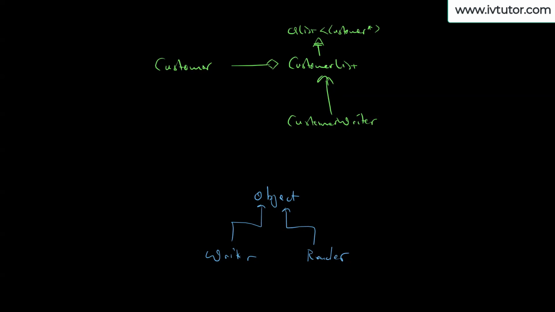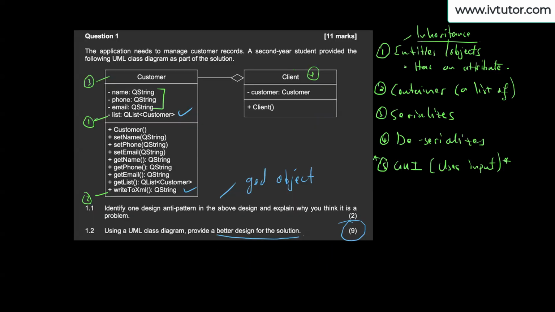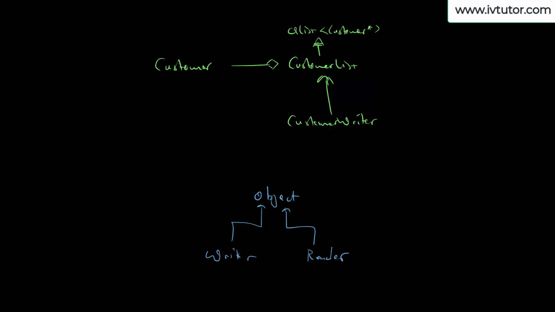So generally speaking, that's the kind of sketch you're going to end up with, which in this case covers your customer, your customer list, your writer, and you've got your client. Now, in this case, your client is going to be responsible for the customer list and the customer writer. So you can have your client this side. Your client is obviously going to have to have an instance of your list because it's going to keep track of your list. So you can put aggregation there. And your client is going to use your customer writer to serialize to XML.